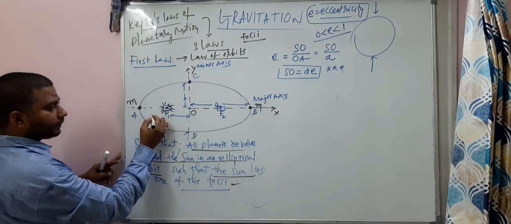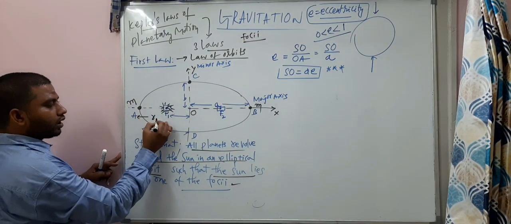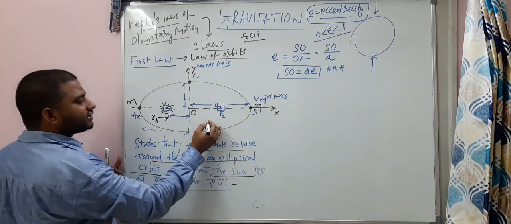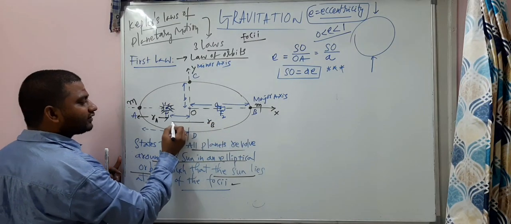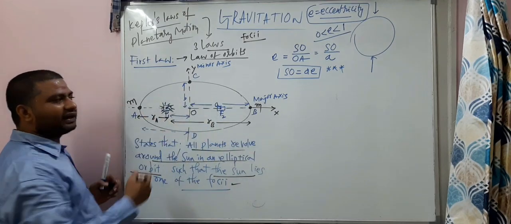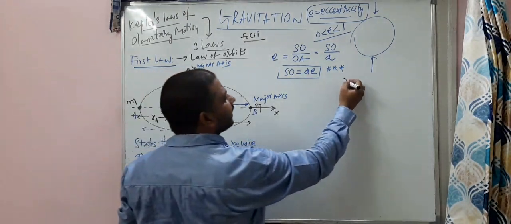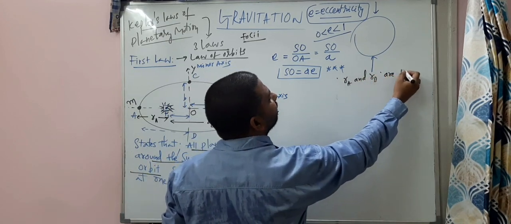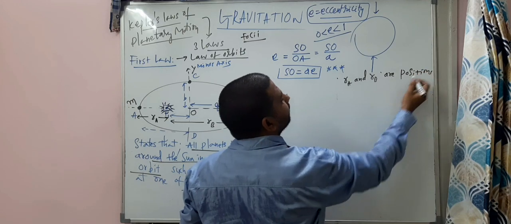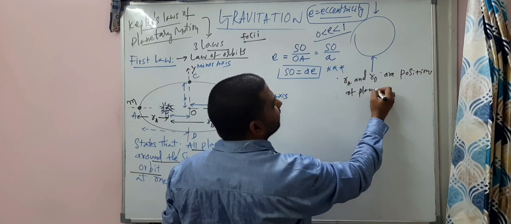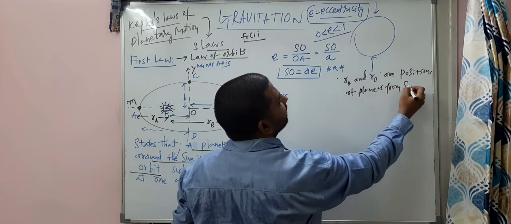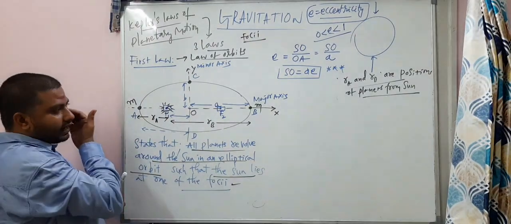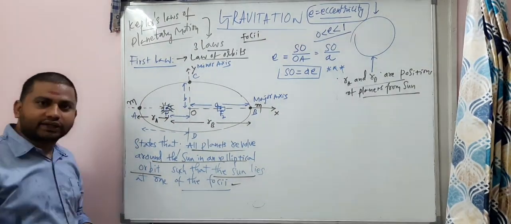Writing here, R1 or RA is the position of the planet from the sun, and this is RB. Carefully see, RB is the position of the planet from the sun. RA and RB are positions of the planets from the sun, my dear students. Everybody, positions of the planets from the sun. And coming back to the concept called eccentricity here.